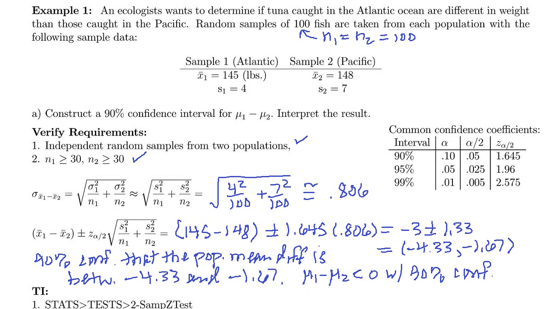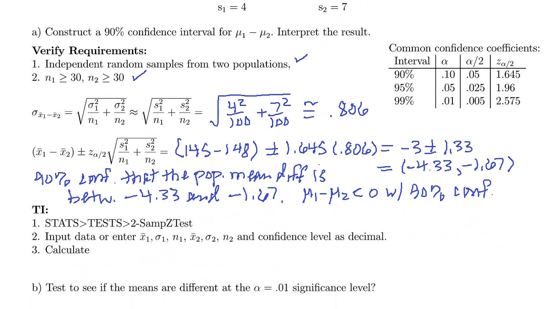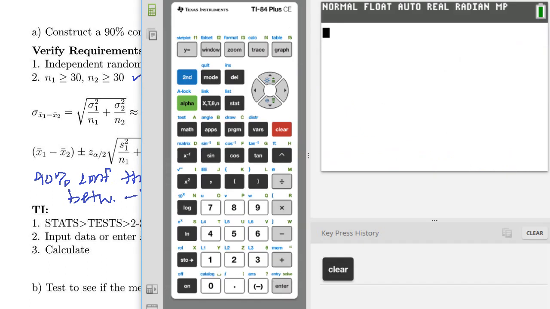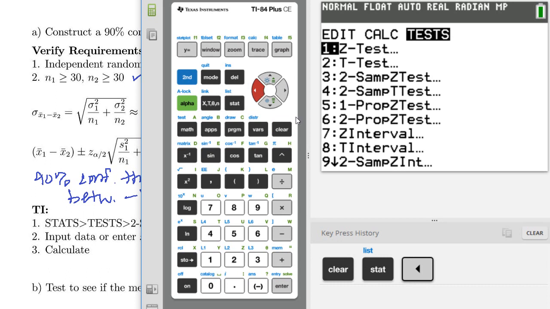So that's the confidence interval. And then we can check this on the TI calculator, doing stat tests, 2-sample Z interval. So we go to the calculator here, stat tests, and then we want 2-sample Z interval right there, number 9.